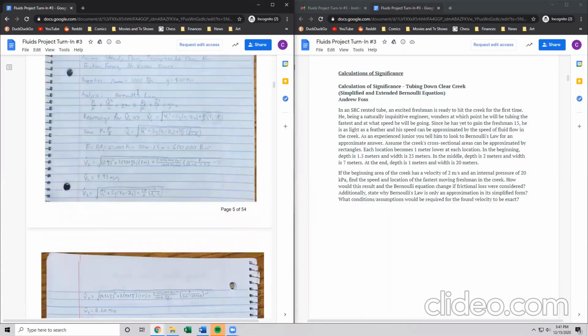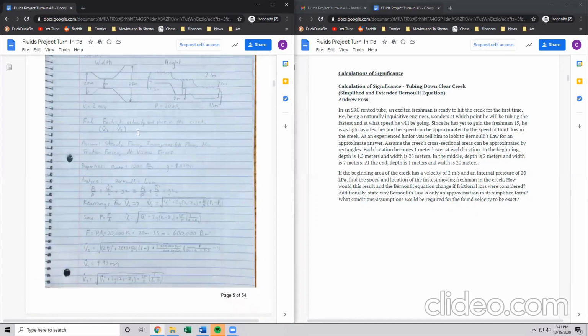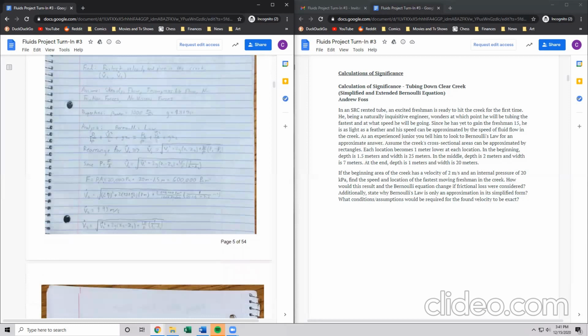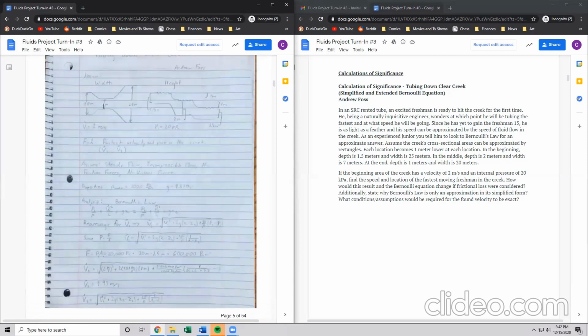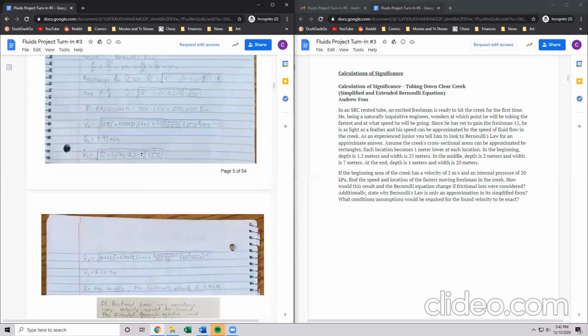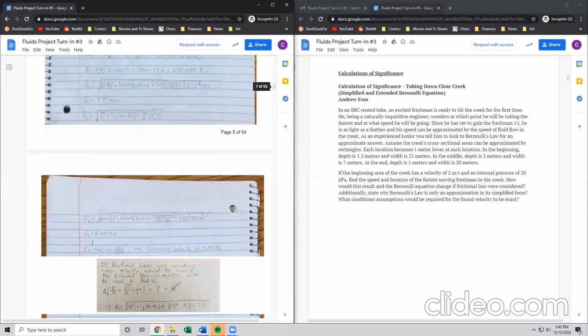Using Bernoulli's equation here, the assumptions are that water is going to be an incompressible flow, and there's no friction for the first section of this problem. We know from Bernoulli's law that the pressure term, velocity term, and elevation term are all going to sum to be a constant, so we can simply rearrange to find the second and third velocity terms, which Andrew does here. He finds that in the middle, the freshman is going to be close to 10 meters per second, and in the last section, he's going to be around 8 meters per second. Pretty fast, but that's why we go tubing Clear Creek, because it's exhilarating.